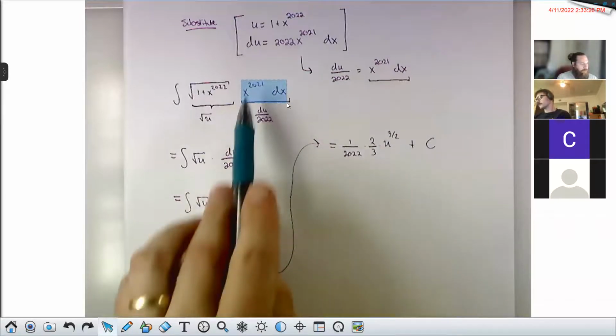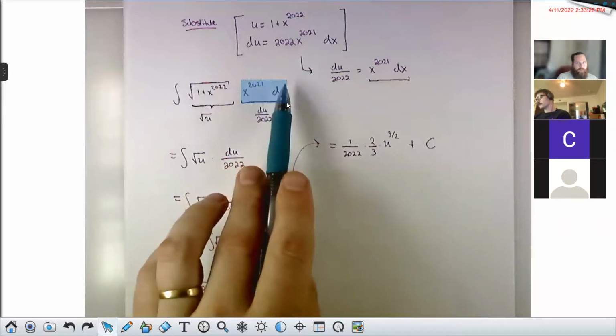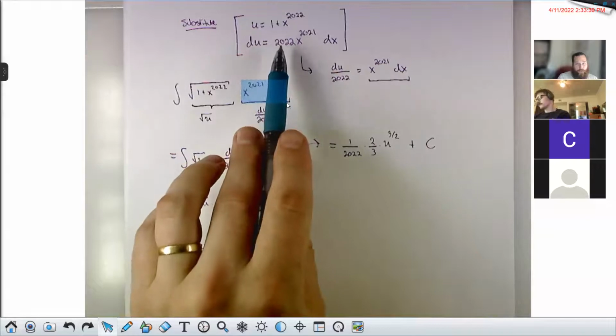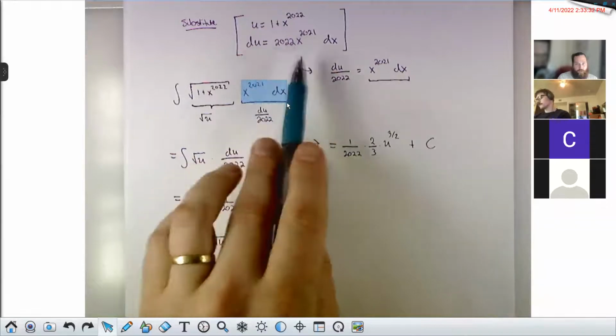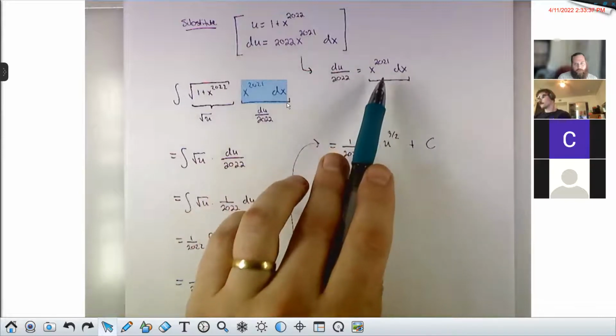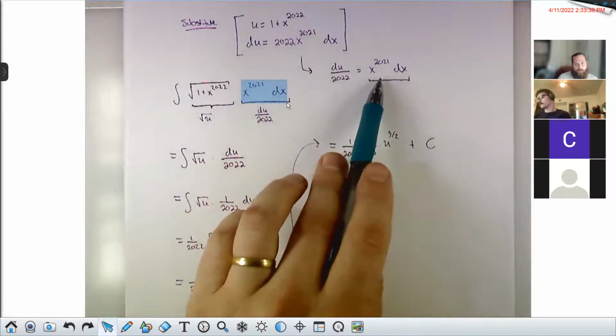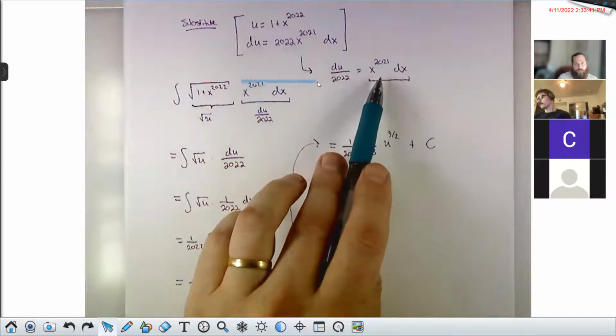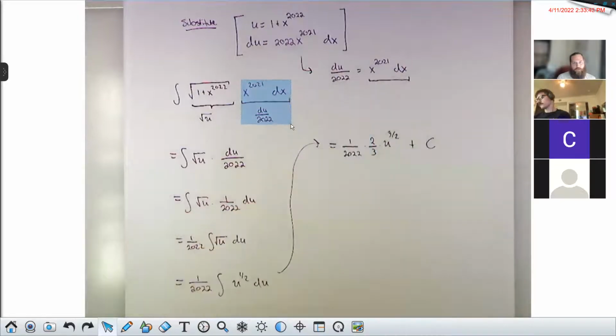I'm going to use this piece to replace by du, but it's not exactly du. So I need to divide over this 2022. And I see that du over 2022, that's this piece, right? The highlighted piece and this piece are the same. So I can replace this right here by du over 2022 and then figure the rest out. Okay, that makes sense. Thank you.